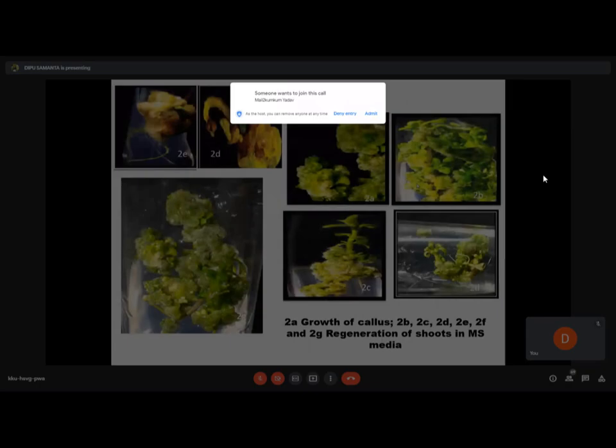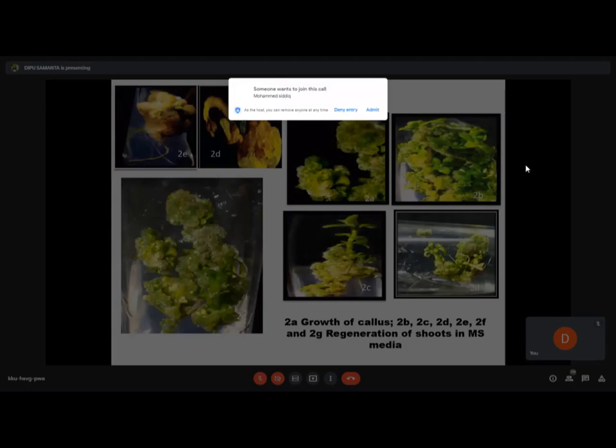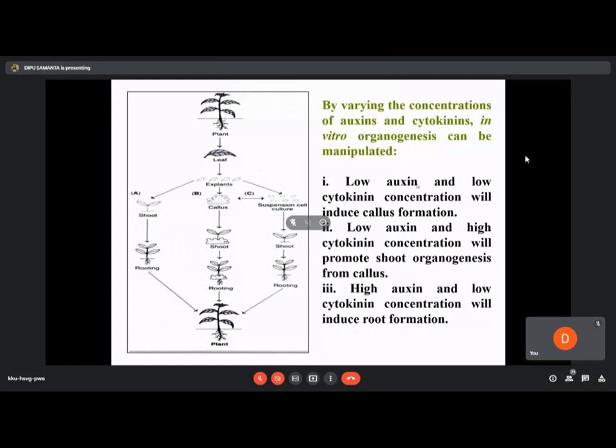Now, the photographs 2E and 2D are different. These are the photographs for indirect organogenesis of Sizer, and the other remaining photographs are Bacopa indirect organogenesis. From this, what we can say is that by varying the concentrations of auxin and cytokinins, in vitro organogenesis can be manipulated. How? Low auxin and low cytokinin concentration will induce callus formation. Low auxin and high cytokinin concentration will promote shoot organogenesis from callus, and high auxin and low cytokinin concentration will induce root formation.